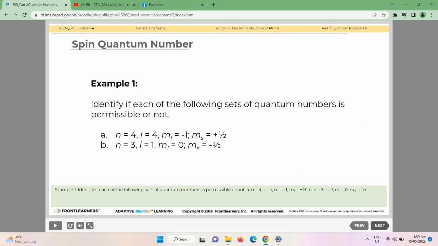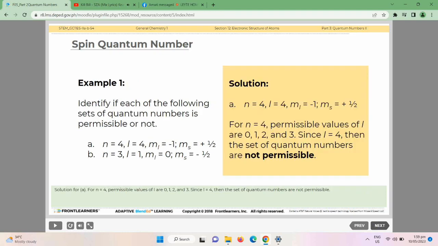Example number 1. Identify if each of the following sets of quantum numbers is permissible or not. For A, we have principal quantum number equals 4, angular momentum number equals 4, magnetic quantum number equals negative 1, and electron spin quantum number equals positive 1/2. Also, we have B, which has principal quantum number equals 3, angular momentum number equals 1, magnetic quantum number equals 0, and lastly, electron spin quantum number equals negative 1/2.